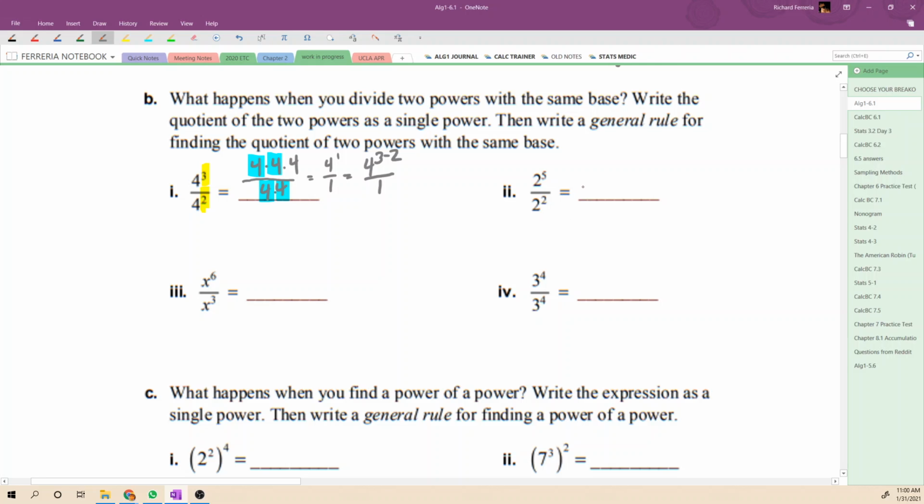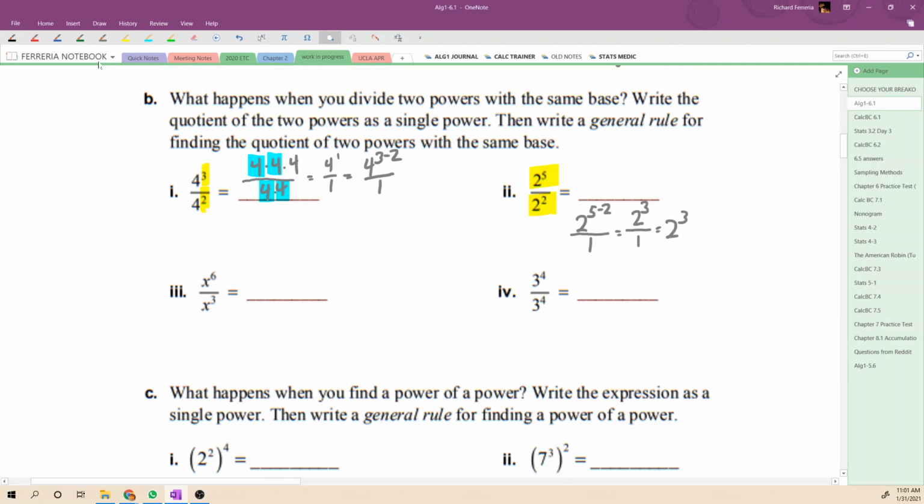We'll do this 2 ways. We'll start with the second problem. The numerator is definitely more powerful than the denominator, so I'll make this 2 to the 5 minus 2 power over 1. So 5 minus 2 is 3. This is 2 to the 3rd power over 1, or just 2 to the 3rd power.